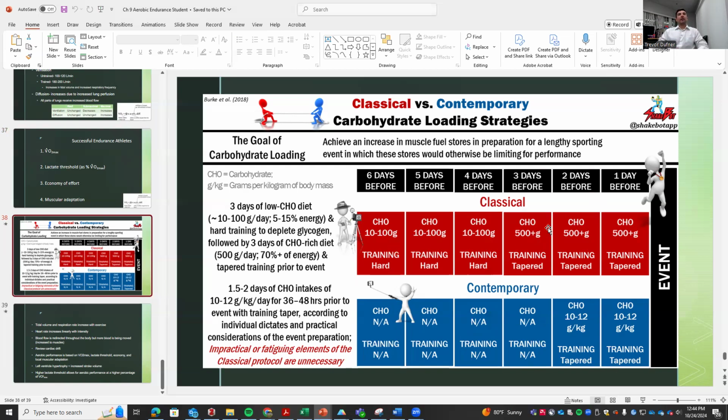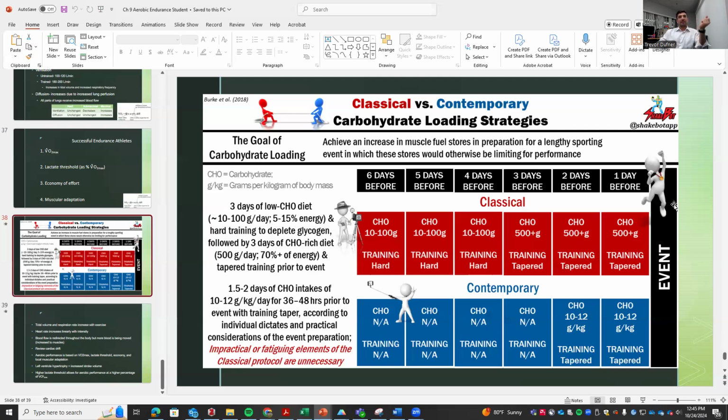So relatively low. And then the 3 days leading up to that, what this does is it creates a stimulus for increased glycogen storage within the muscle. And therefore, because you have more glycogen storage within the muscle, you are going to have more glycogen available to you during your events. And therefore, you can likely perform better during your events. Now, this is a very classical model. This is very, very well utilized, and this is very efficient.